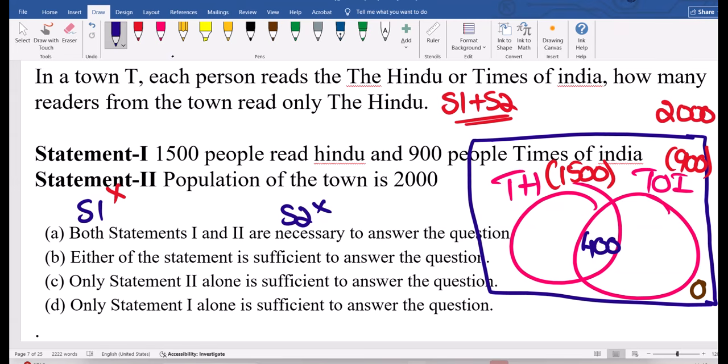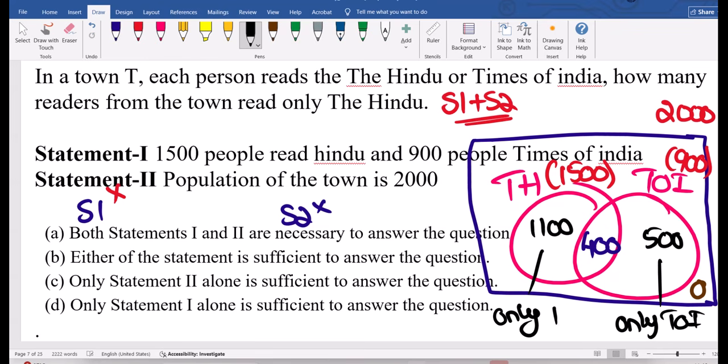Right. Now I can calculate who is reading only the Hindu: 1100. Times of India total area is how much? 900. 400 read both, so 500 read only Times of India. Only the Hindu is 1100. So put together, we can answer. Both together, I am putting a tick mark, meaning put together we can answer.